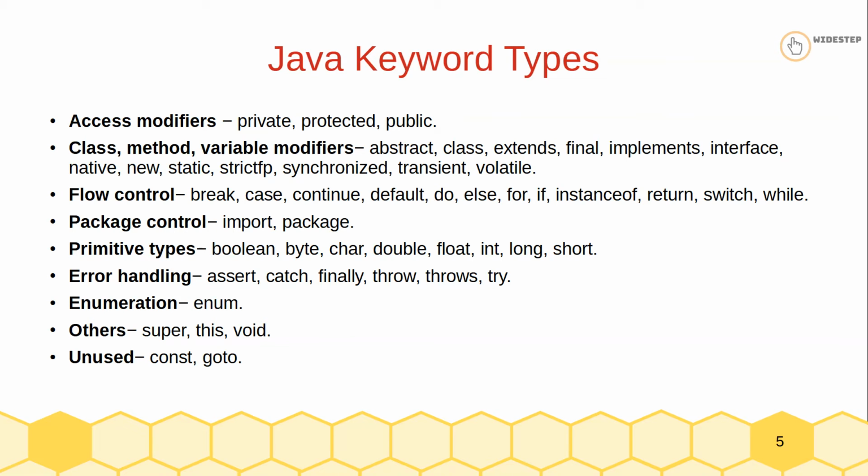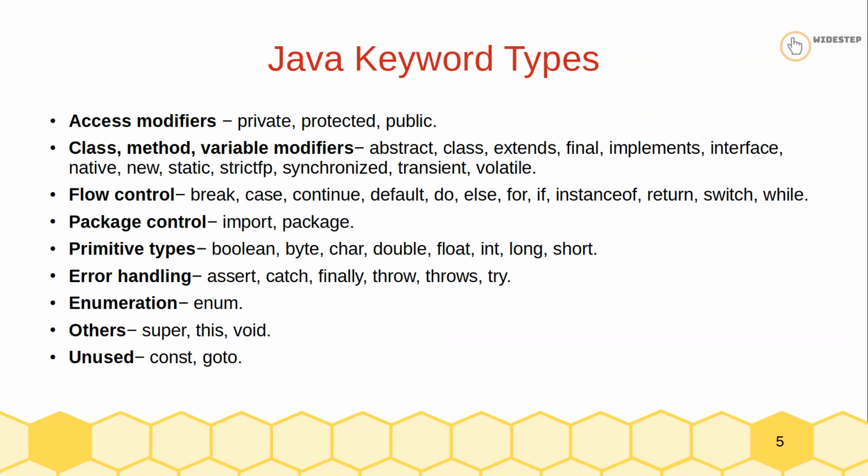Okay, so for exception or error handling, we have the assert keyword, we have catch, finally, throw, throws, and try. These are associated with error handling or exception handling in a Java program. And for enumeration, we have the enum keyword, and there are a few other keywords. For example, the super keyword. When from your child class you want to inherit some property from your parent class, we use the super keyword. And to refer to the property of this class, we use the this keyword.